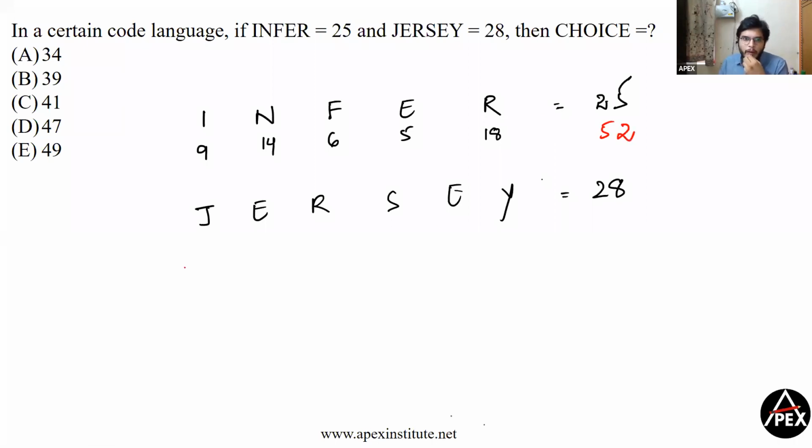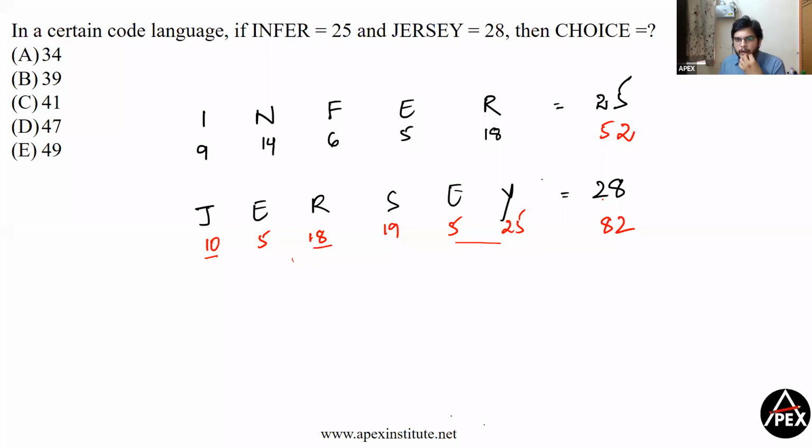Okay. Now coming to Jersey. J is 10, E is 5, R is 18, S is 19, E is 5, Y is 25. So 30, 30 plus 10, 40, 40 plus 18, 58. Sorry, 40 plus 18, 58. 58 plus 24, 82. Isn't it? Now what did you observe?